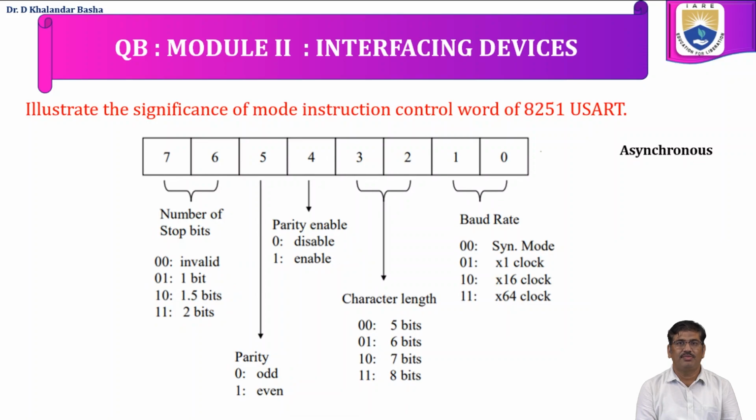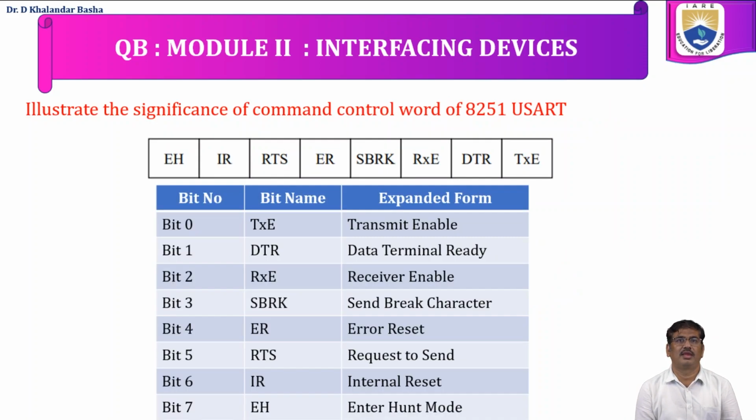Whereas for asynchronous communication, only the last 2 bits will change. 01, 1x the clock. 10, 16 times the clock. 11, 64 times, the difference will be there between the device and processor. And the remaining bits have the same values.